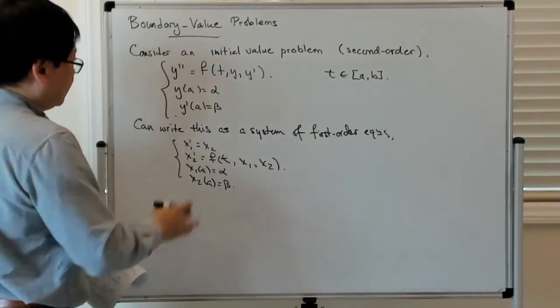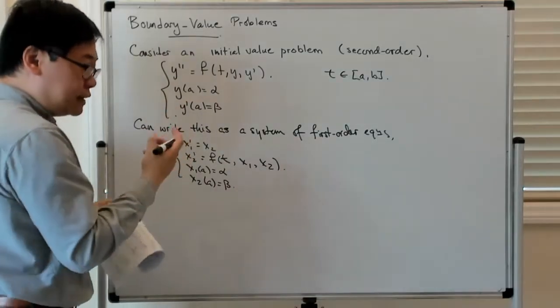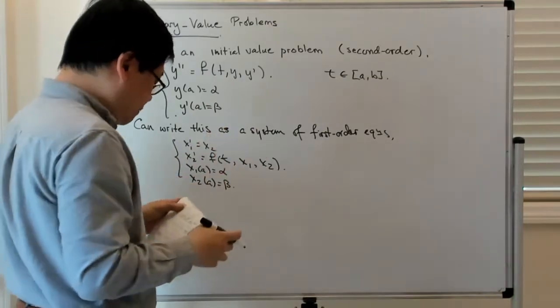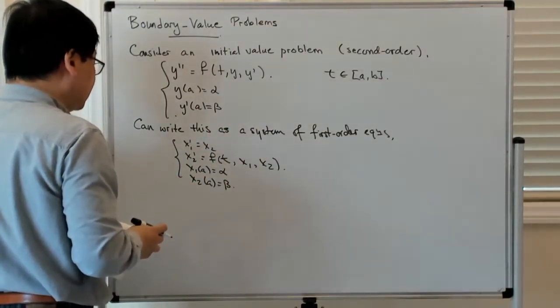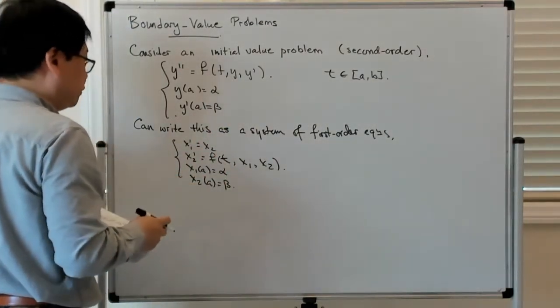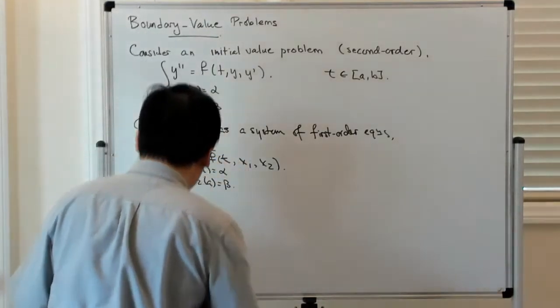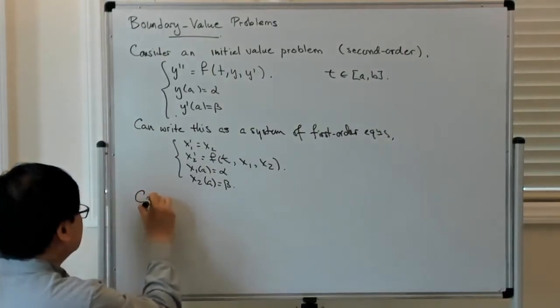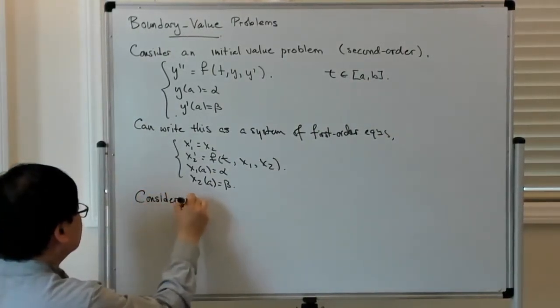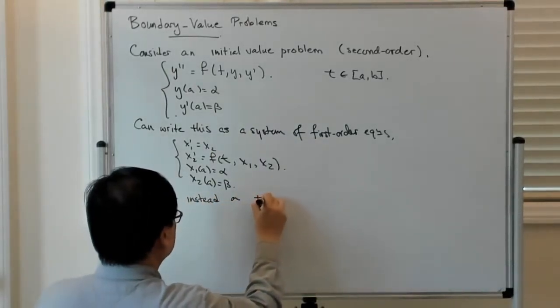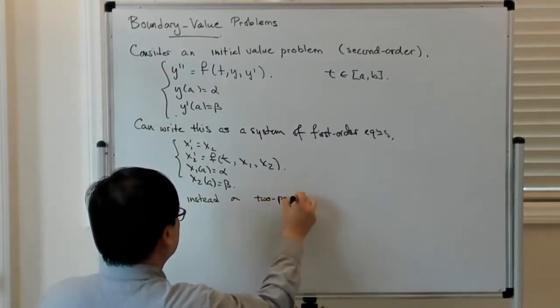So again, these are initial value problems because, as the name implies, the data you're given is at the initial time. So let's consider an alternative set of boundary conditions, which are called two-point boundary value problems. So let's consider instead a two-point boundary value problem.